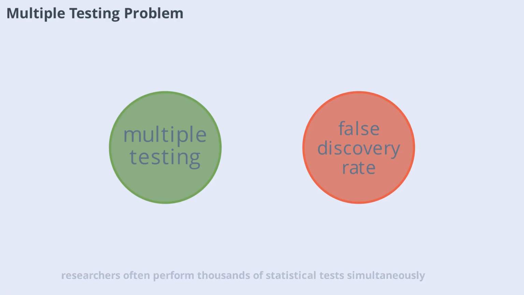In bioinformatics, researchers often perform thousands of statistical tests simultaneously, such as when analyzing gene expression across the entire genome. This leads to the multiple testing problem, where the chance of false positives increases with the number of tests. To address this, methods like the Bonferroni correction and false discovery rate (FDR) control are used. These techniques adjust significance thresholds to reduce the likelihood of spurious findings, ensuring that reported results are truly meaningful.